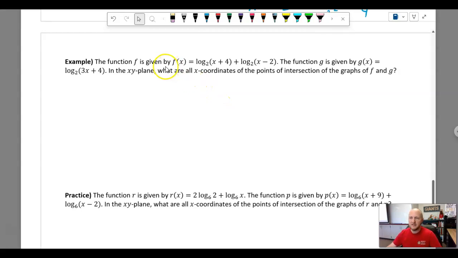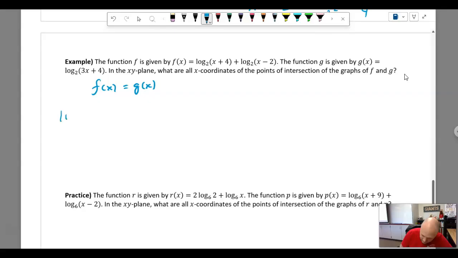The function f is given by f of x equals log base 2 of x plus 4 plus log base 2 of x minus 2. The function g is given by g of x equals log base 2 of 3x plus 4. In the xy plane, what are the x coordinates of the points of intersection of f and g? So what they want here is they want f of x to be equal to g of x.